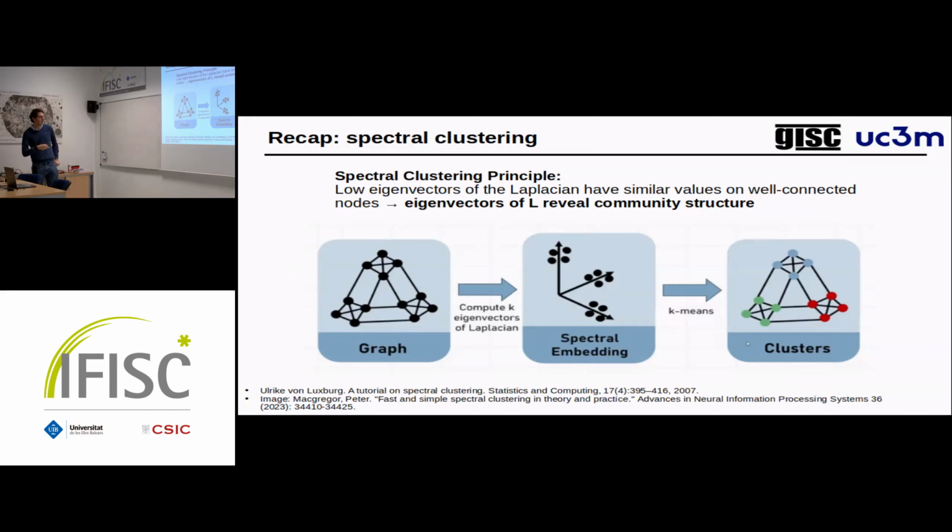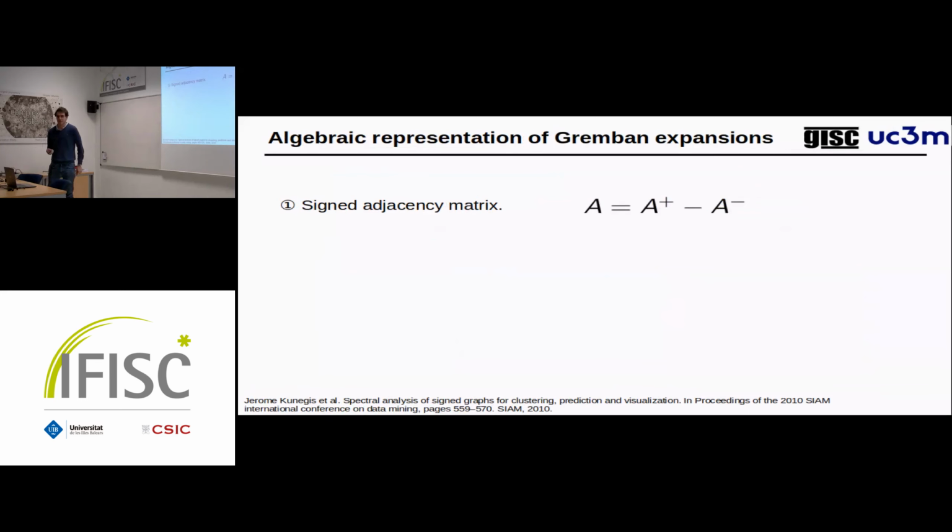As a quick reminder, spectral clustering basically takes a graph, computes its Laplacian, and uses the eigenvectors of the Laplacian to do an embedding into a low-dimensional Euclidean space. This step is called spectral embedding. And then, in this low-dimensional space, one applies k-means and finds clusters that correspond to the communities. So we need a Laplacian. We already saw what a Laplacian is.